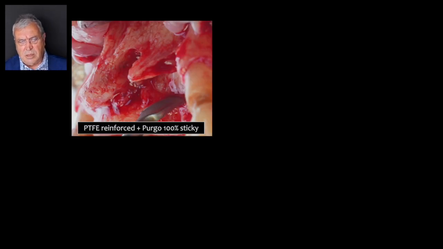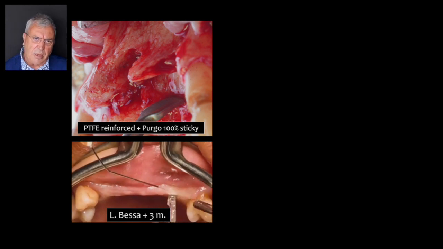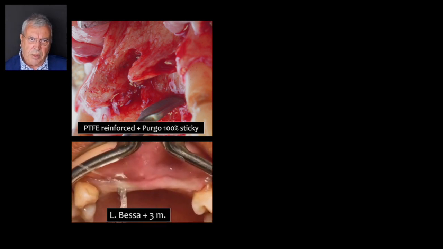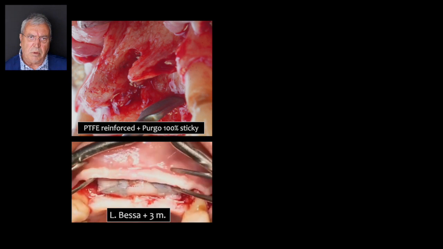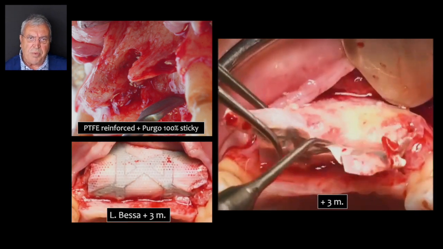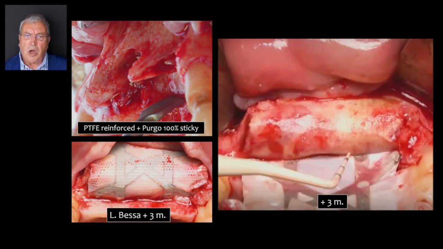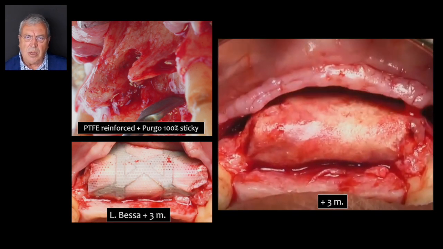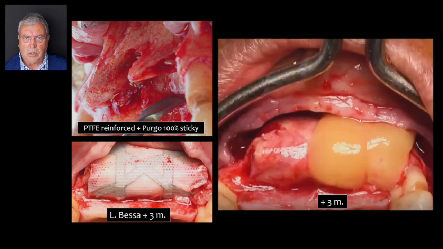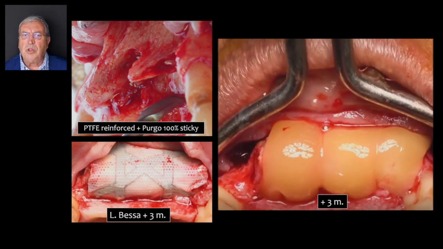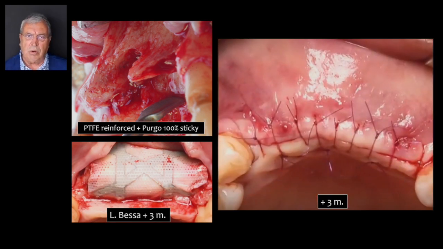This is a case made by a friend in Portugal. He made the augmentation in the maxilla with a PTFE and look at the 3 months reopening. No mixing, no autogenous bone. We don't need it when we use a non-inflammatory biomaterial.